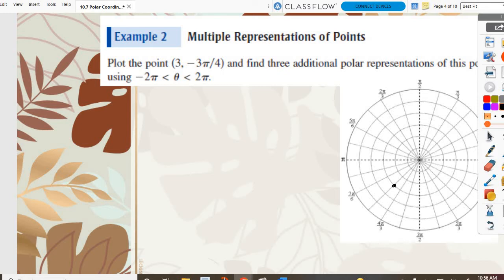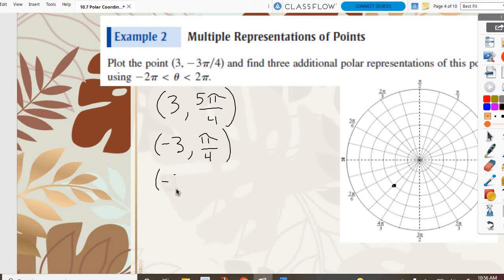Alright, can you give me the first one? Using a positive 3, what do we get? 5 pi over 4. What about if I use a negative directed distance? Pi over 4. And then what about a negative directed distance and a negative angle? Negative 7 pi over 4. Agreed. So those would be my 4 representations.